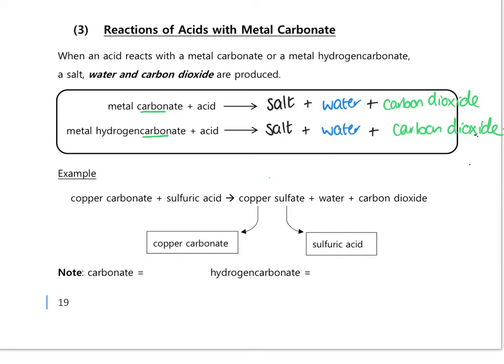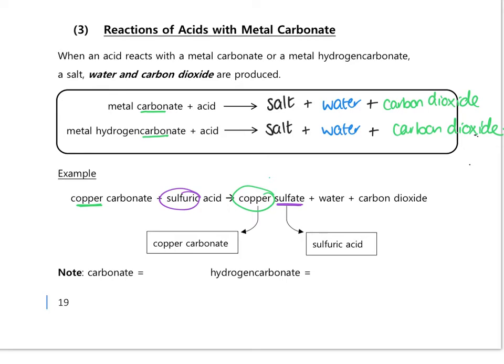Again, our salt is named in exactly the same way. First part of the name from the metal, and the metal carbonate in this example, but we ignore the carbonate part and just take the name of the metal. Second part of the name comes from the acid, and it changes just as before, so sulfuric to sulfate, hydrochloric to chloride and nitric to nitrate.